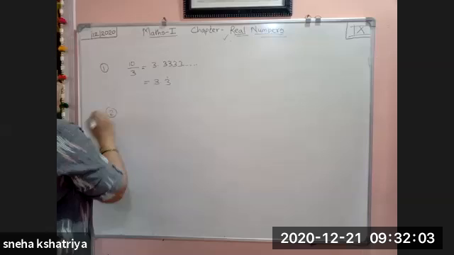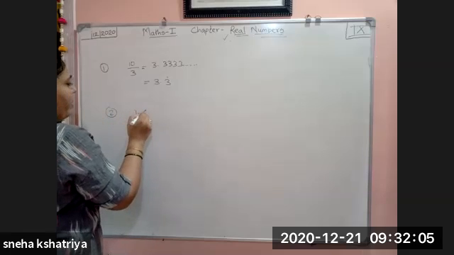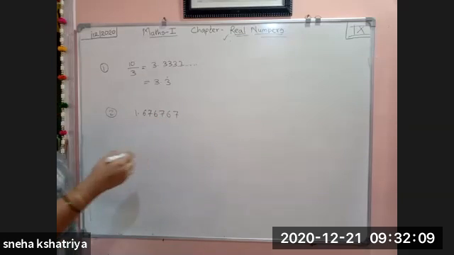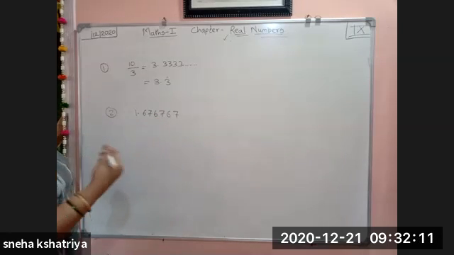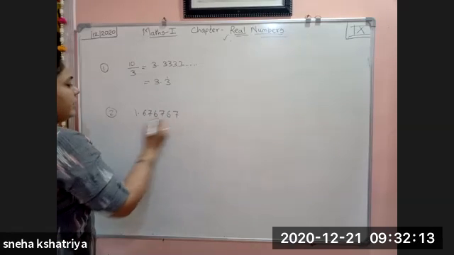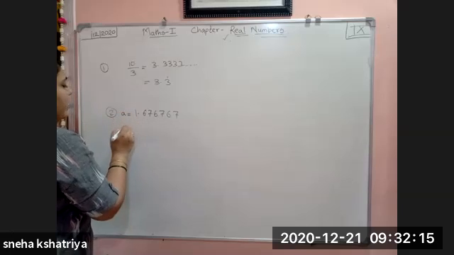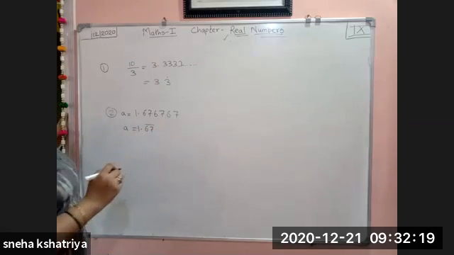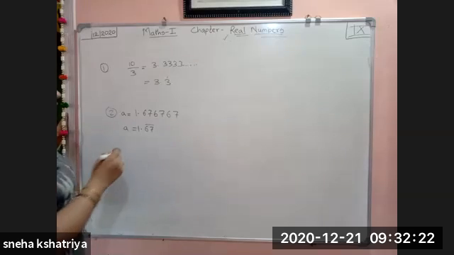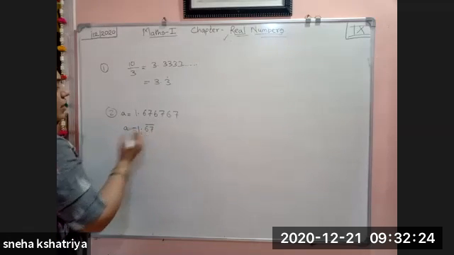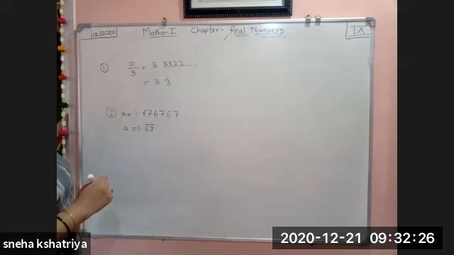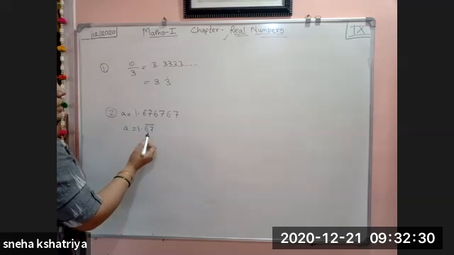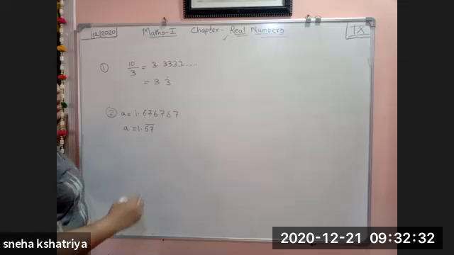Second example, if I am taking 1.676767, only two numbers are going to be repeated. Then we can write this as 1.67 with a dash, which is called a bar. Whatever the dash on those two numbers is, we call it a bar. So 1.67 bar means 67 is the number that is repeated.